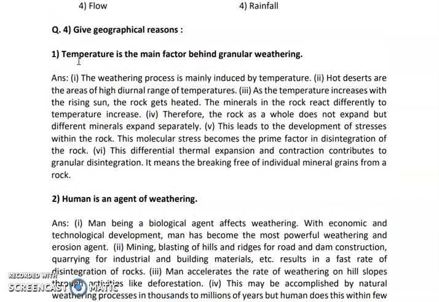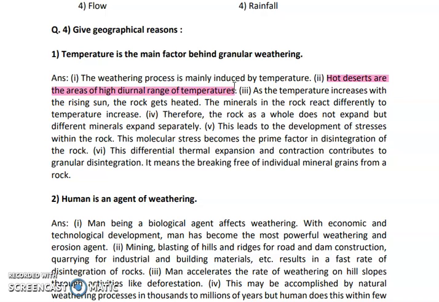Okay. Let us move further for question number 4. Give reasons. First question: temperature is the main factor behind granular weathering. So we all know what is granular weathering. Basically, in the hot desert, wherever the temperature is very high, it is a diurnal type of temperature where it is low and where it is high. Okay, so such temperature increases the temperature of the rock and the rock gets heated.